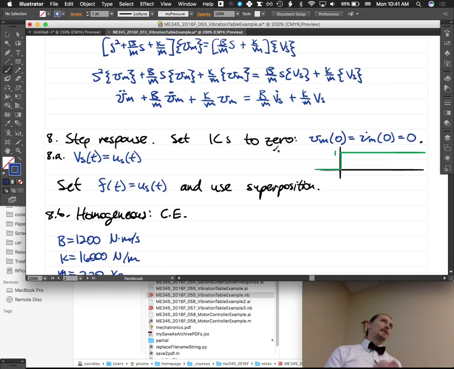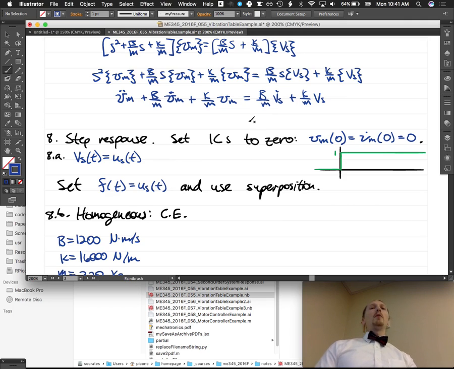Does that make sense? This right-hand side we call the forcing function. Vs is the input. We're going to set this whole forcing function equal to the unit step input, and then use superposition. Are you guys following that? I'm seeing some people look a little confused. You're just trying to find the factor that Vs dot does on the output, then using whatever that factor is times Vs to get it.